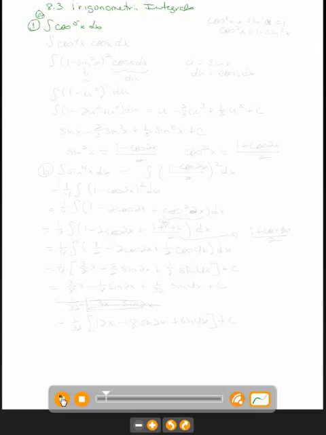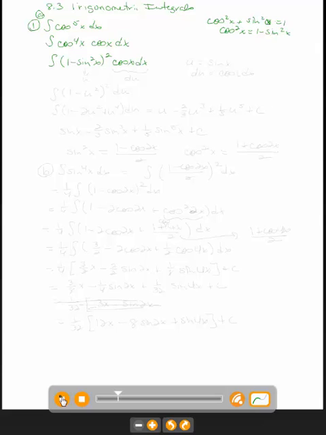Okay, when it's odd, the easiest thing to do is to make it even and pull off one of the cosines. And so then we're going to use the identity. It's the Pythagorean identity. Cosine squared of x plus sine squared of x equals 1. And I'm going to solve it for cosine squared. So the cosine to the fourth will turn into 1 minus sine squared of x, squared.